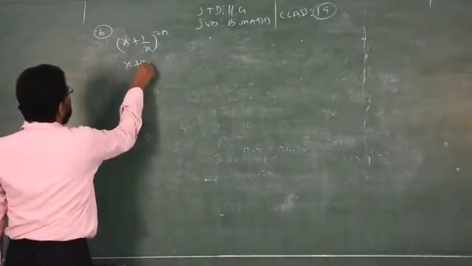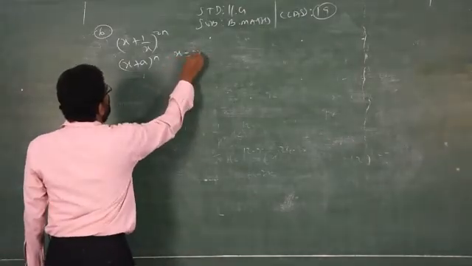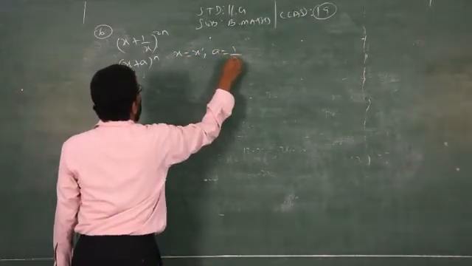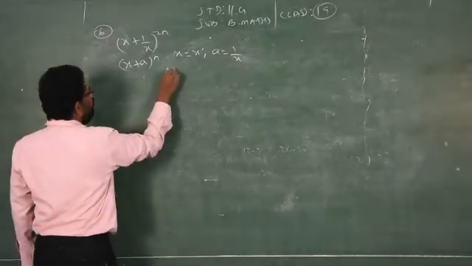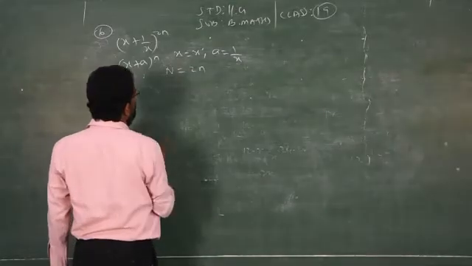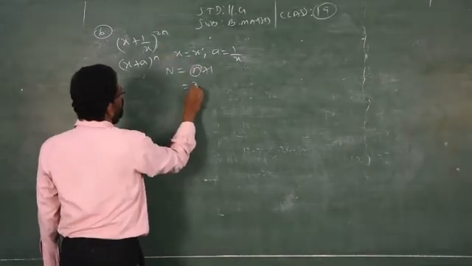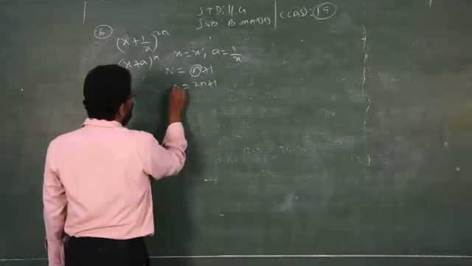Compare (x + a) to the power n. Here x is x, but a is 1 by x, and you have to find capital N. So to find capital N, what is the formula? Small n plus 1. What is that small n? 2n. So 2n plus 1.